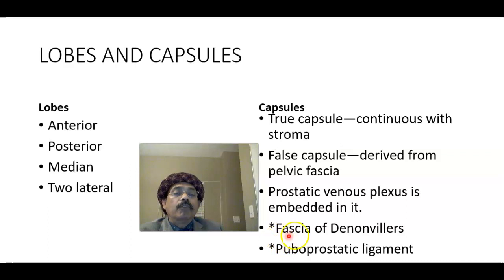And we have the fascia of Denonvilliers that is present between the posterior part of the bladder and the rectum. We have the puboprostatic ligament that connects the prostate to the pubic body.